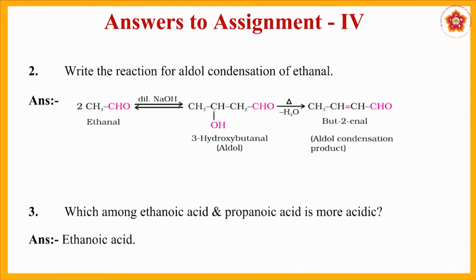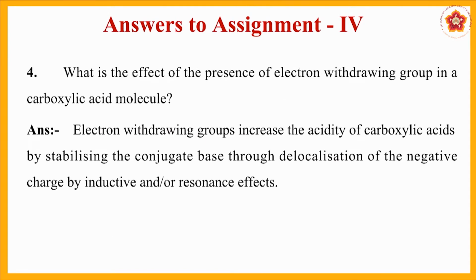Which among ethanoic acid and propanoic acid is more acidic? Definitely ethanoic acid, because in propanoic acid the electron donating groups are more, where CH3 and CH2 are multiple electron donating groups. Electron donating groups increase the presence of electrons, thereby making it difficult for the hydrogen ion to move out, and therefore it will be less acidic. Ethanoic acid, having a lesser electron donating group, will be comparatively more acidic.